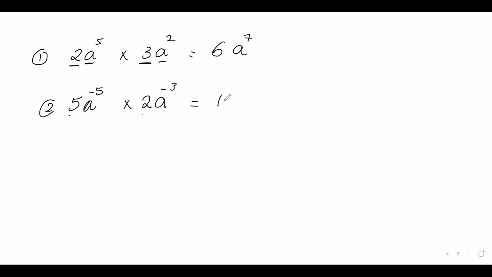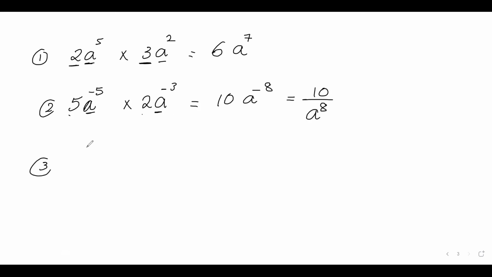5 multiplied by 2 is 10. Same base, so I will apply index law. Negative 5 plus negative 3, which is negative 5 minus 3. So I have a to the power of negative 8. I can also write it as 10 over a to the power of 8.